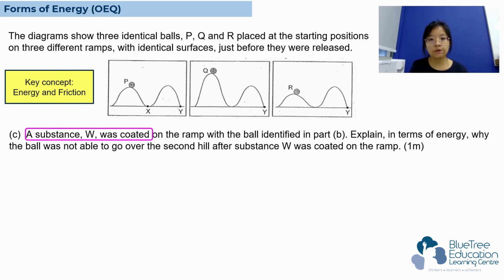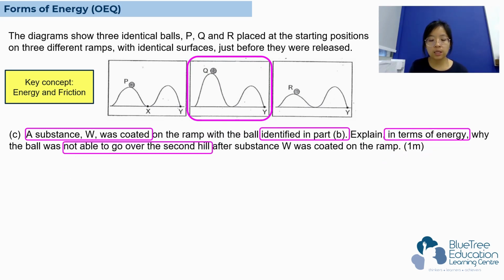So now let's highlight some of the keywords. Substance W was coated on the ramp with the ball identified in part B. And this ball we have identified as ball Q. So we only need to take a look at the middle diagram. Explain in terms of energy why the ball was not able to go over the second hill. So in part B, we know that ball Q was able to go over the second hill and reach point Y. But in this question, it was not able to do so because of substance W.